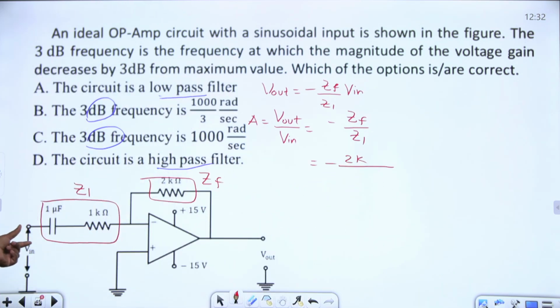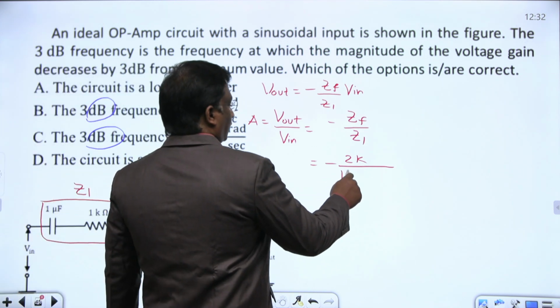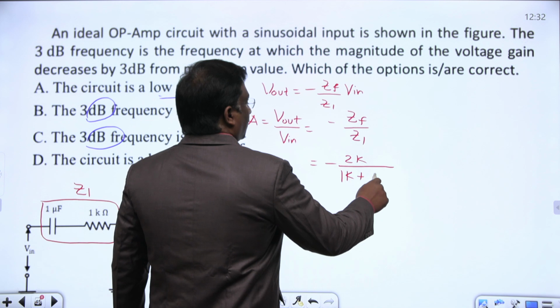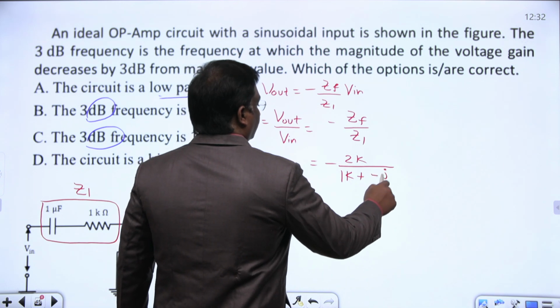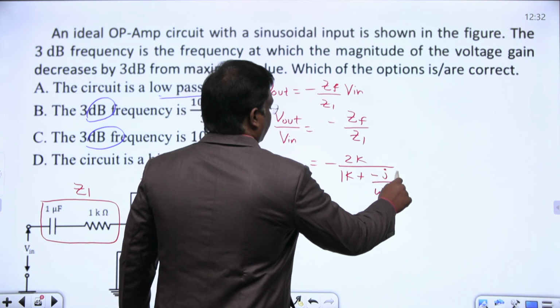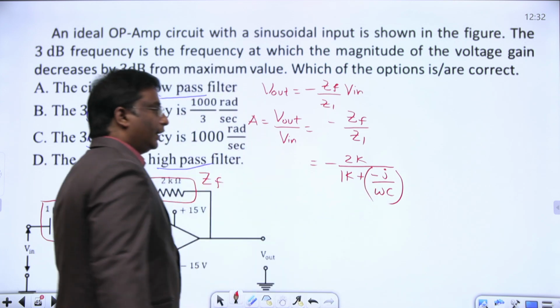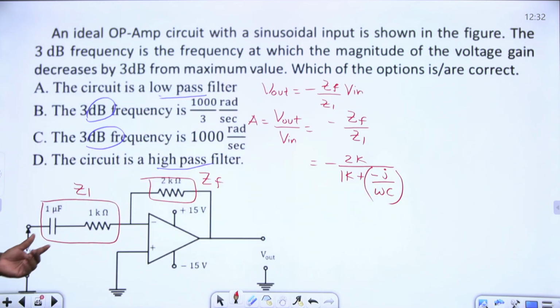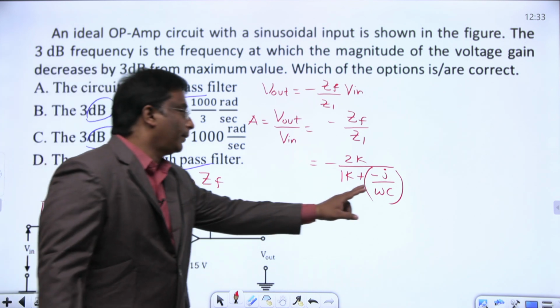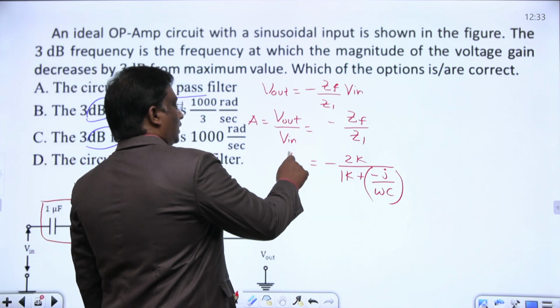Both the elements are connected in series here: the impedance of a capacitor and a resistor. This is 1k in series with the impedance of a capacitor, minus j by omega C. The C value they gave is 1 microfarad, which is 10 power minus 6, so I can substitute 10 power minus 6. Okay, this is the gain.